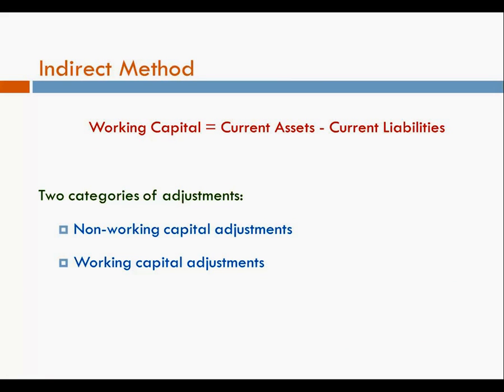Working capital is just a definition. Working capital is your current assets minus your current liabilities. And two types of adjustments that you would make from your income statement to your cash flow statement are non-working capital adjustments and working capital adjustments. So adjustments associated with these current assets and liabilities are your working capital adjustments, and the others are your non-working capital adjustments.